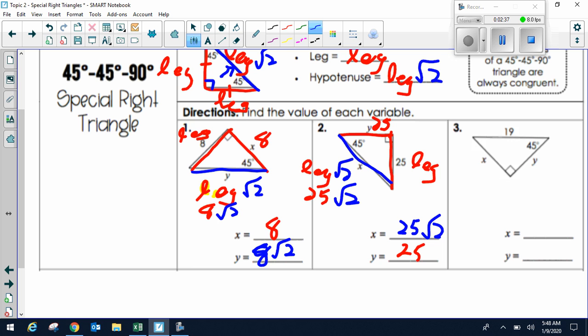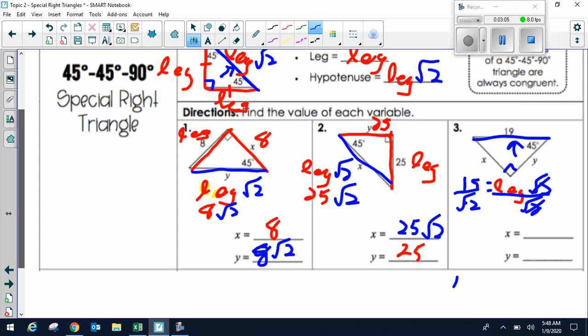On the last one, again, it's a 45, 45, 90 right triangle. But this time they give me the hypotenuse, and I know that because it's opposite the right angle. According to my rule, the hypotenuse is equal to the leg times the square root of 2. So when we're solving this, we divide by the square root of 2 on both sides, and you get 19 over square root of 2 equals my leg.